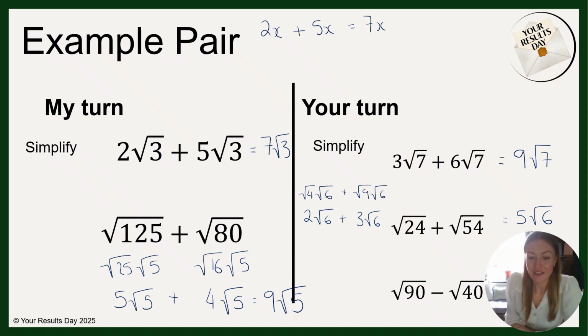And then once again, nothing in common. Root 90 can be made by doing root 9 by root 10, which is 3 root 10. And root 40 is root 4 root 10. Square root of 4 is 2, so 2 root 10. And 3 lots of root 10 take away 2 lots of root 10 is 1 lot of root 10.